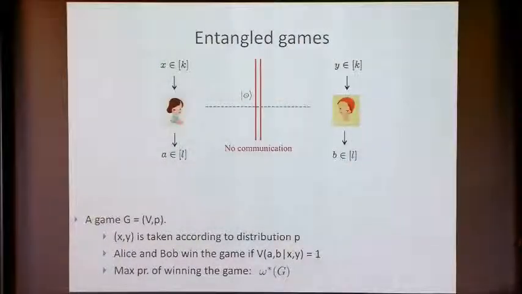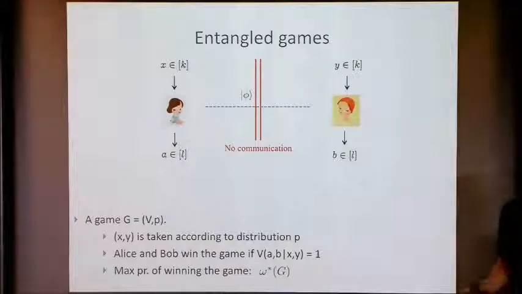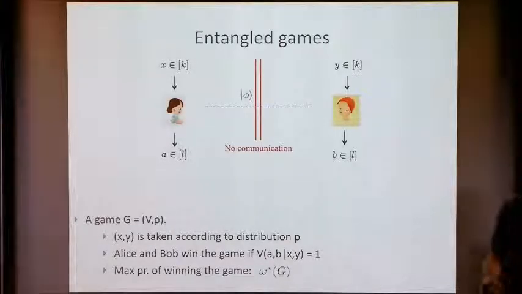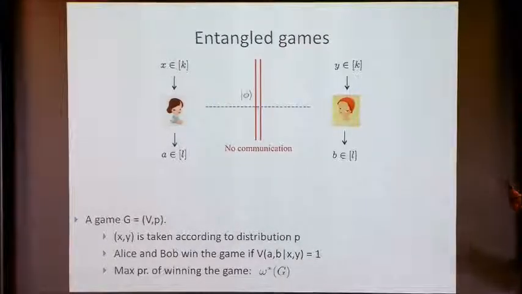We already heard about entangled games, but just a brief reminder, and to get used to some new pictures. So we have Alice and Bob. They receive some input x and y according to some probability distribution. They output some a and b, and they want to satisfy some function V. They can share an entangled state, and they're not allowed to communicate. And what we want to know is the maximum probability, the best strategy for Alice and Bob to actually win that game.